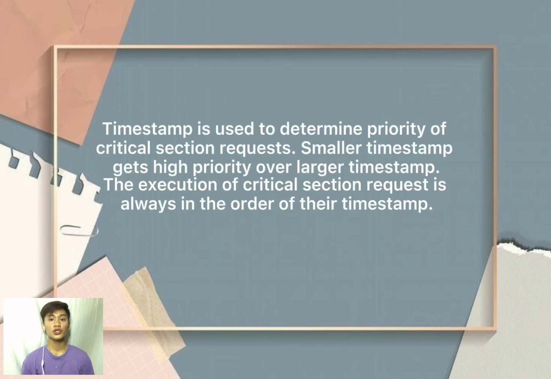Timestamp is used to determine the priority of critical section requests. A smaller timestamp gets higher priority over a larger timestamp. The execution of critical section requests is always in the order of their timestamps.